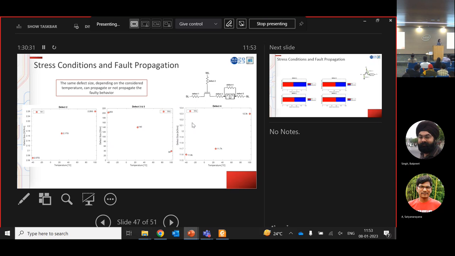So having a fault is always associated to some kind of defect. But when I have a fault-free device, it doesn't mean that I don't have defects. I can have critical defects. The point is how to identify the criticality of these defects.